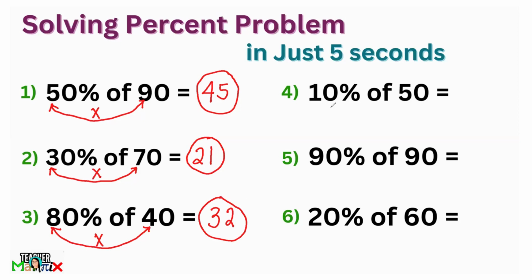For number 4, what is 10% of 50? Just simply multiply 1 and 5. So 1 times 5, we have 5. Meaning, 5 is 10% of 50.